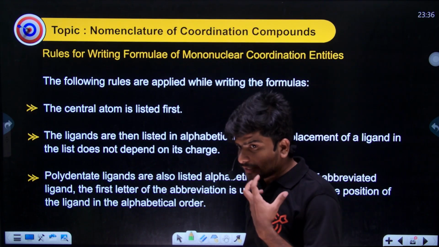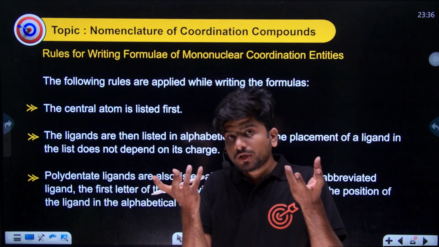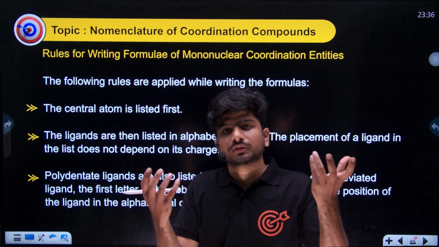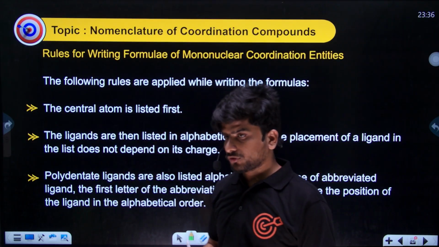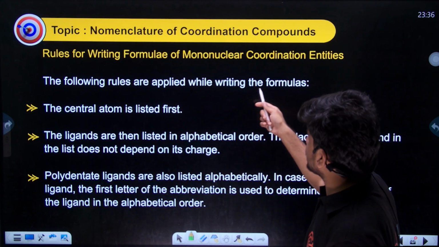So how do you identify a different kind of structure? Suppose there are 2 different structures with the same molecular formula. How do you identify them? With the name. This structure is different, this structure is different; they both will be identified with the names. So there are certain rules which you need to follow. The following rules are applied while writing the formulas.